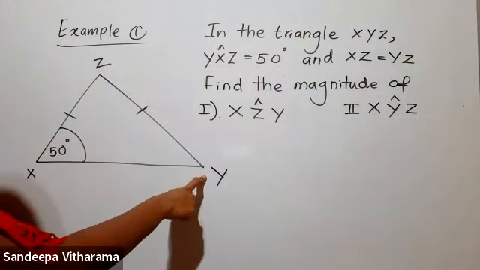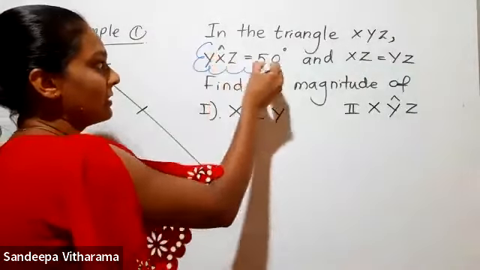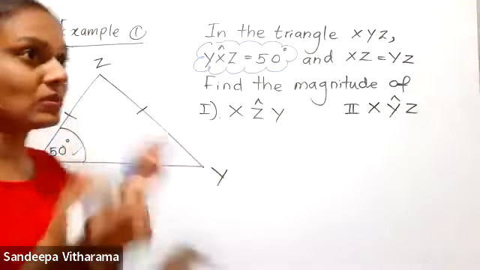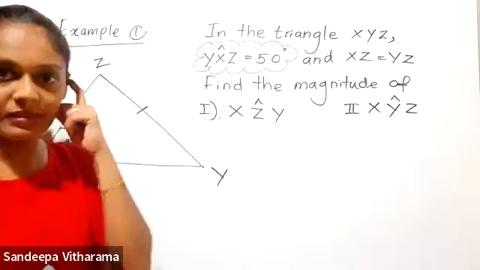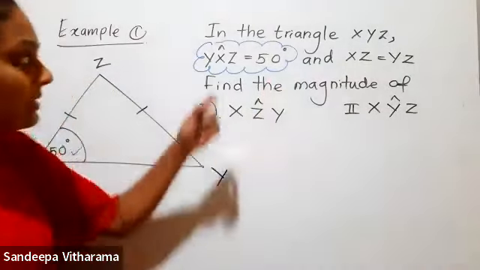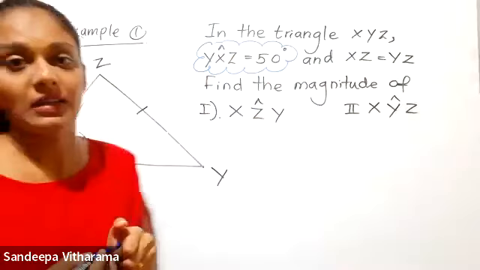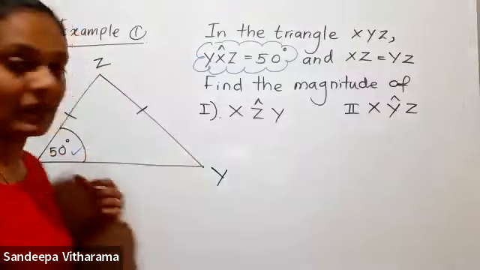YXZ angle equals 50 degrees, it says. Okay? It is given in both the question and the diagram. If it is not given in the diagram, you have to include it in the diagram. Then we have to identify the angle and mark it on the diagram. It makes the calculations easy.